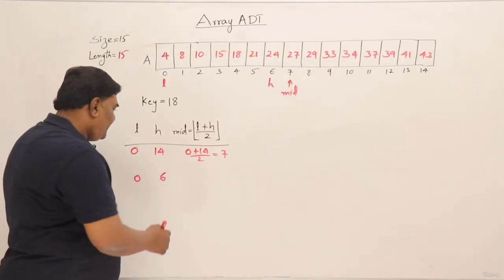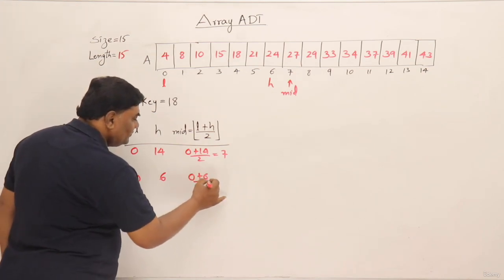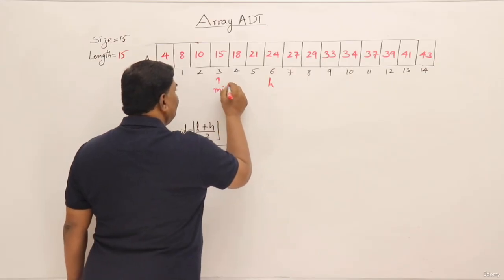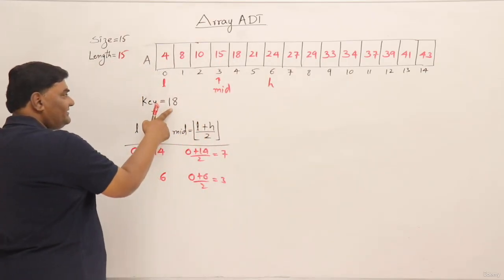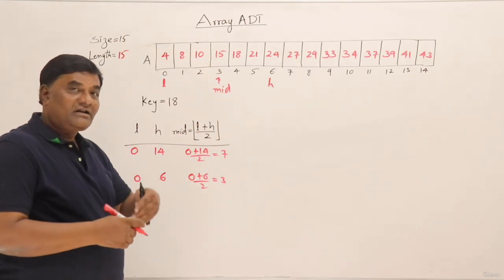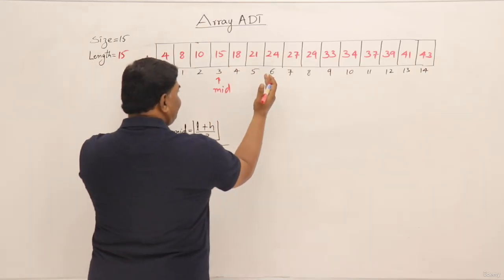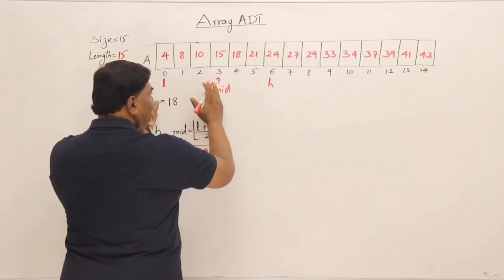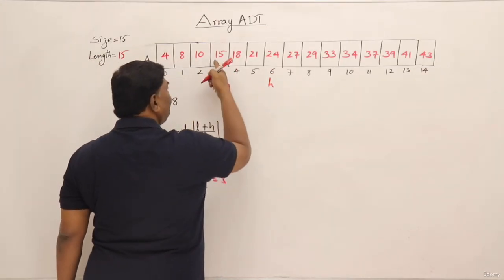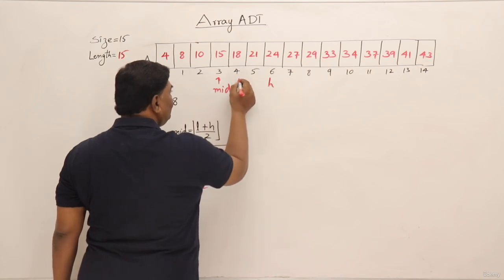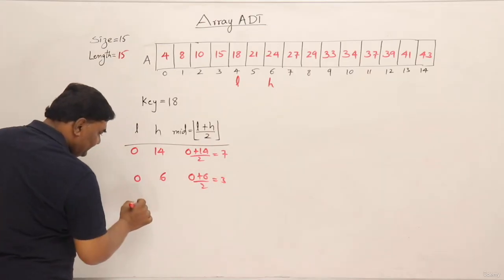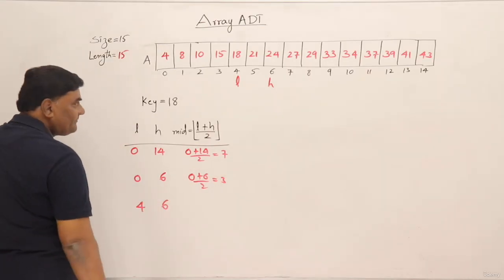Now continue. Find out mid. Mid is 0 plus 6 by 2, that is 3. So new mid value is 3. Is it the key element that you are searching? Our element is 18. No, this is 15. So key element is greater. So it is on the right hand side of the list. So this is the present list now and this is mid. So the element is on the right hand side, means in this portion. So change low to mid plus 1. Already we have checked this element, so don't include this one. So low should be changed to 3 plus 1, that is 4, and high remains 6 only.